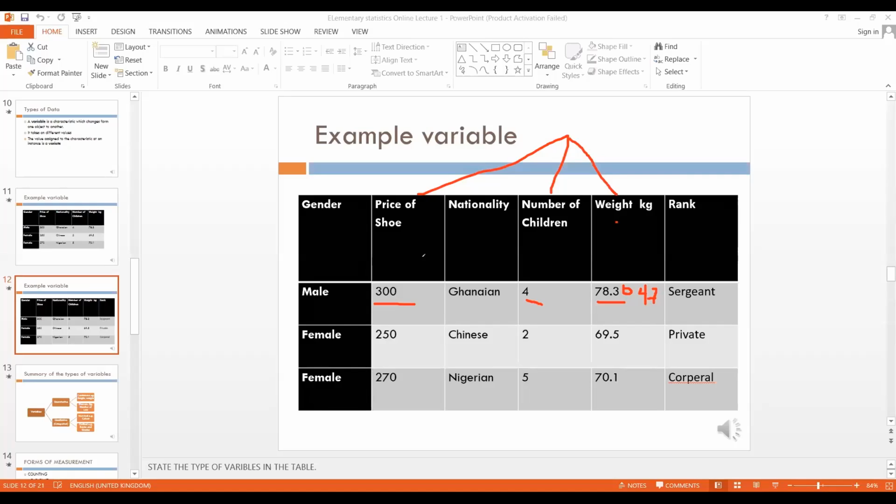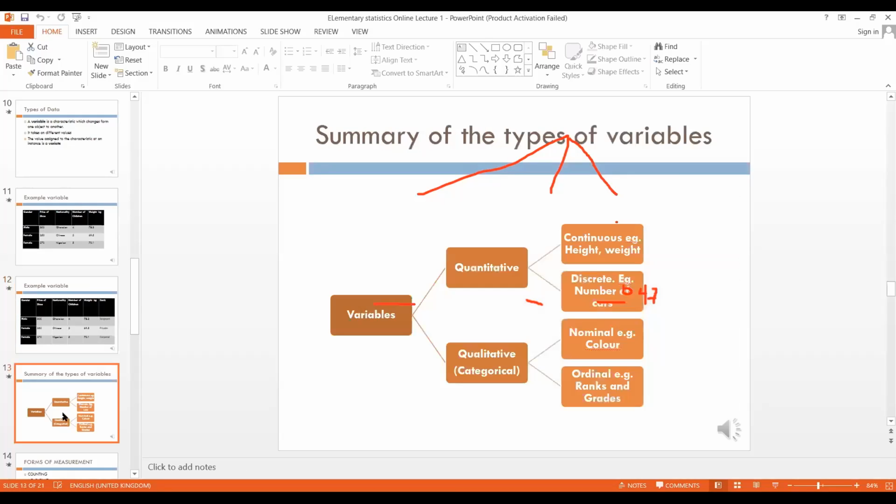Now, counting quantitative variables are referred to as discrete quantitative variables. And then those that are measured are referred to as continuous quantitative variables. So let's go to our diagram and then see some more examples. So when you come here, you can see we have under quantitative, we have continuous and discrete.